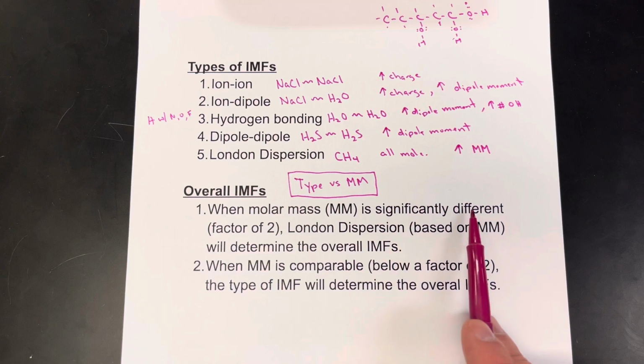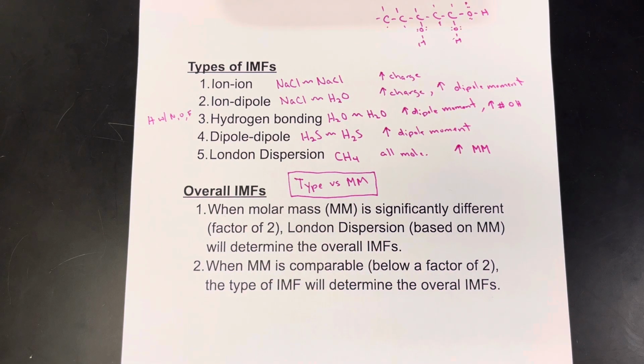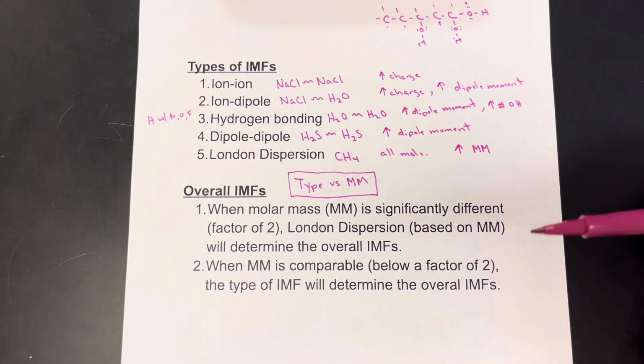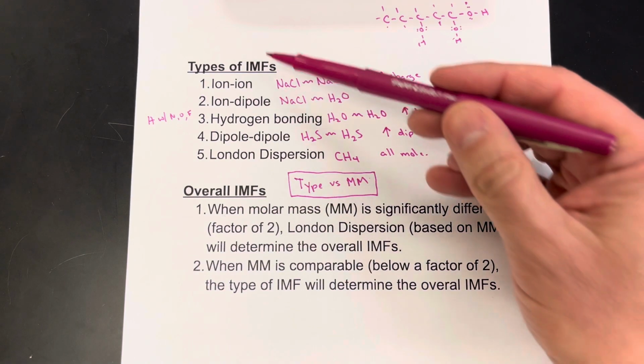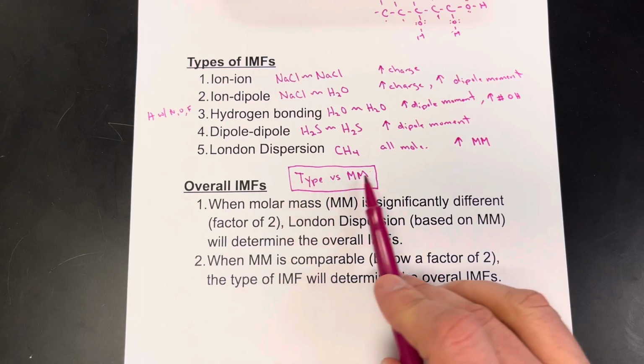If there's a difference by a factor of 2, then molar mass is going to determine the overall magnitude of the intermolecular forces, or the IMFs. Now, if the molar masses are fairly similar, or what we call comparable, which is below a factor of 2, then it's going to be about the type. So more than a factor of 2, molar mass is the thing that's going to trump everything. However, if we're below a factor of 2, then the type of intermolecular force is going to be it. And we have 4 problems at the end that are going to talk about this type versus molar mass.